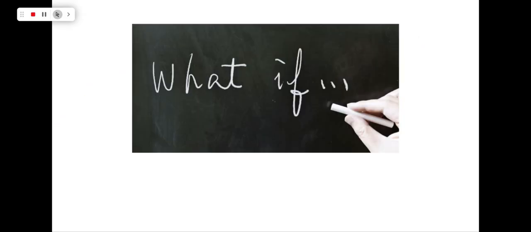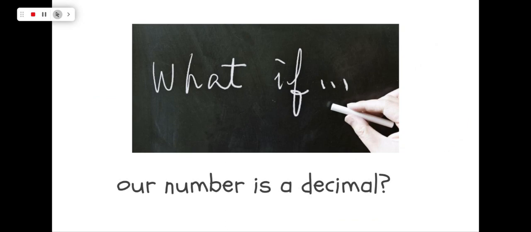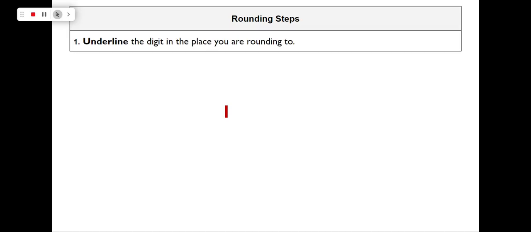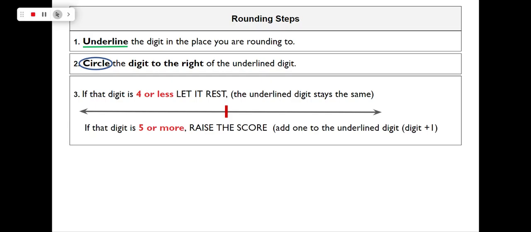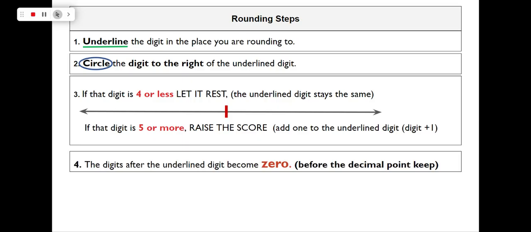Now, that's how we round whole numbers, but what if we rounded decimals? So here are the steps for rounding. After each step, please make sure you write it down. Underline the digit in the place you're rounding to. Circle the digit to the right of the underlined digit. If that digit is 4 or less, let it rest. The underlined digit stays the same.